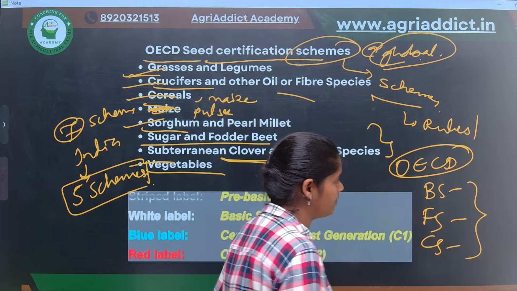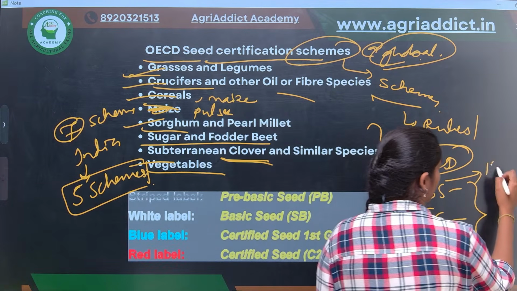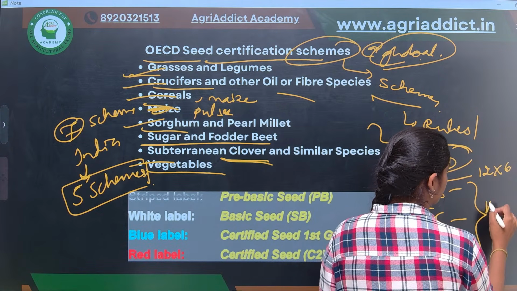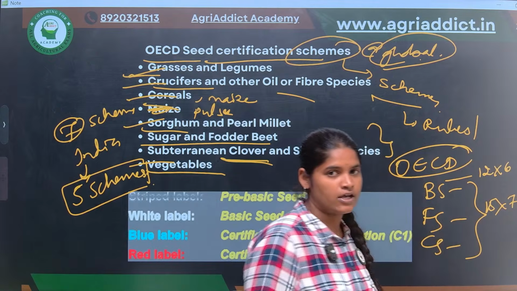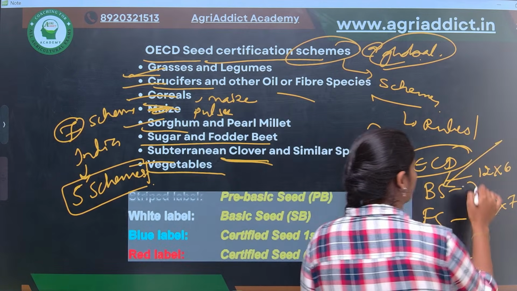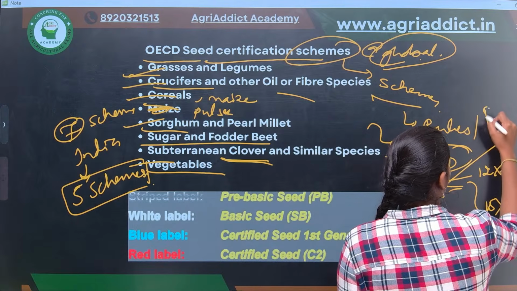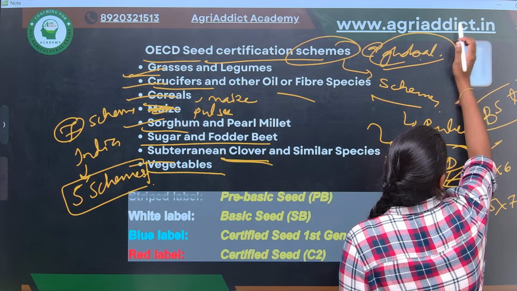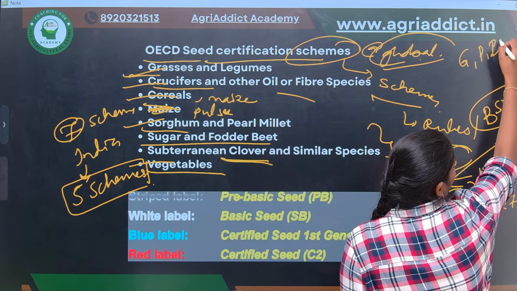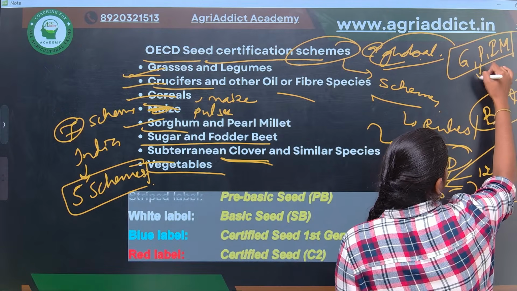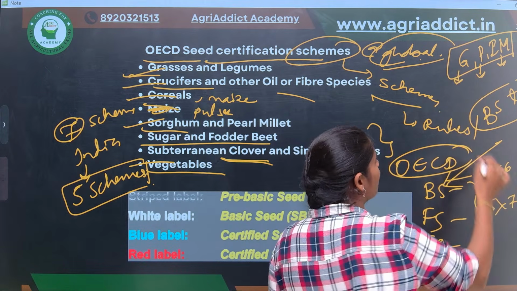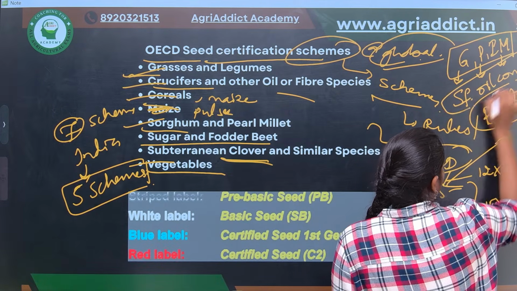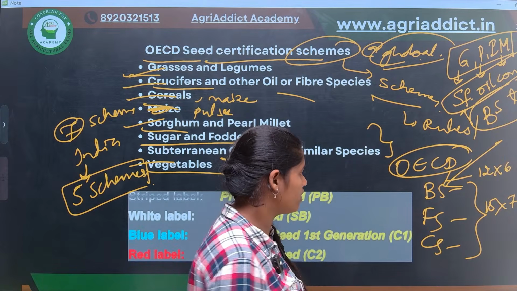Different tag colors, different labels and all. Let me tell you the tag size also here. For breeder, it is 12 by 6. For foundation and certified, it is 15 by 7.5. And very important here is, what are all the standards we are mentioning in breeder seed tag? Very important question. That is germination, purity, and inert matter. That is pure seed percentage, inert matter percentage, and germination. For only sunflower crop, we are mentioning the oil content also. Remember this. The exception is, for sunflower, we have to mention oil content.